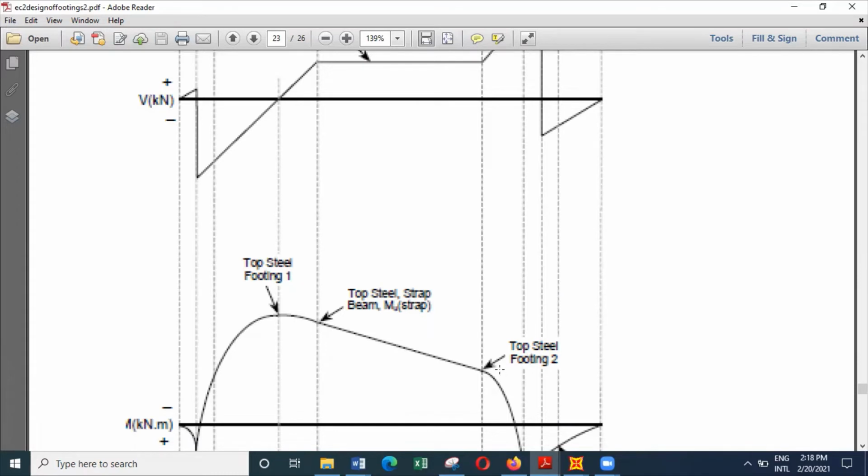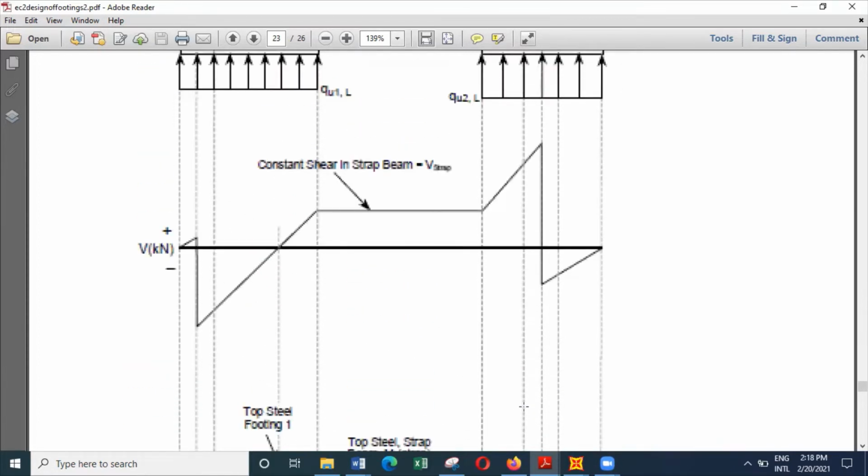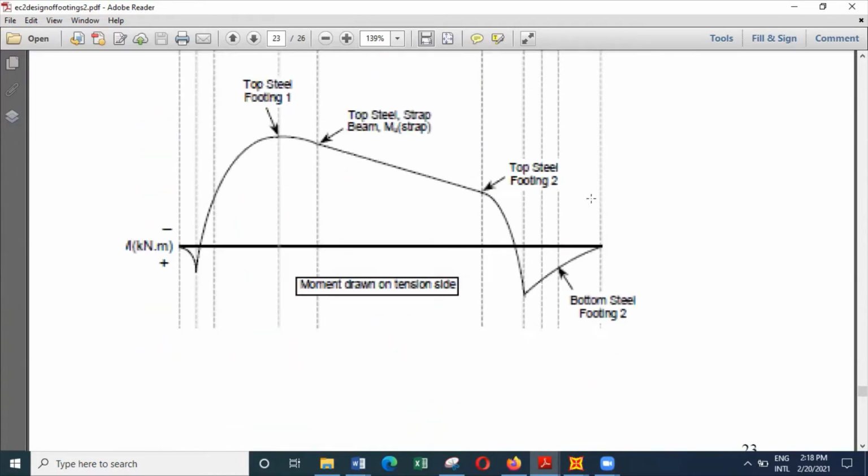So if you want, you can have the smaller cross sections here for the strap beam, and then it goes to a value which corresponds to the bending moment that occurs on this side, and then finally it will come to 0. So we have to select all these values, the bending moments and shear forces, and once we do that, it's possible for us to find the reinforcement to resist flexure.